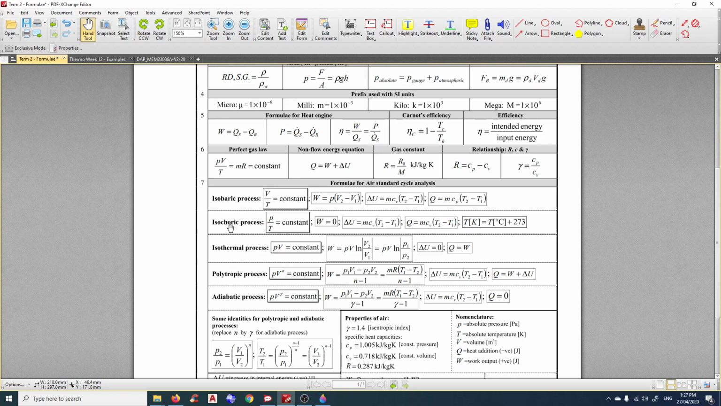Isochoric, choric is a chamber, hence constant volume. Isothermal, as we discussed last week, and polytropic and adiabatic. Technically, the polytropic and adiabatic formulas are very similar, except you have to change n to gamma. So n is the polytropic index, gamma is the adiabatic index. And in an adiabatic process, there is no transfer of heat, so Q in this case is 0. While in polytropic, there is a transfer of heat.